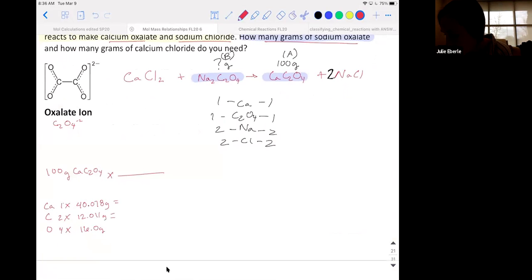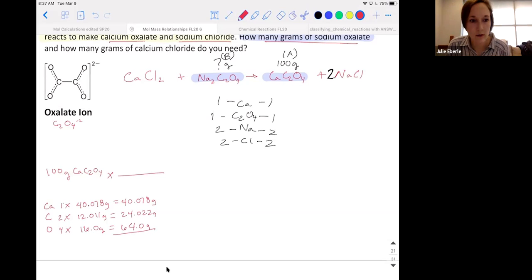Okay, and then if somebody wants to add all this up for me, you should have 40.078, 24.022, and 64.0. So what's the sum total? Rachel got 128.06. So that's how many grams of calcium oxalate per 1 mole. So now this is the molar mass.